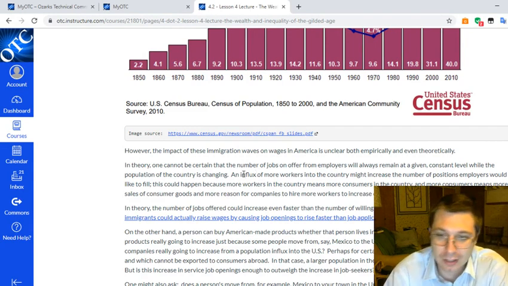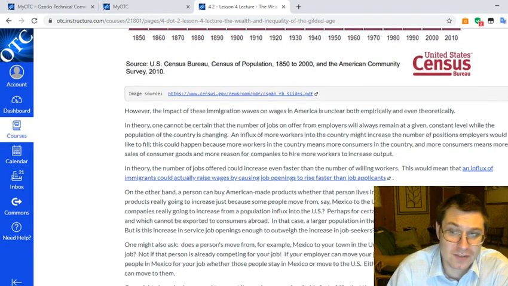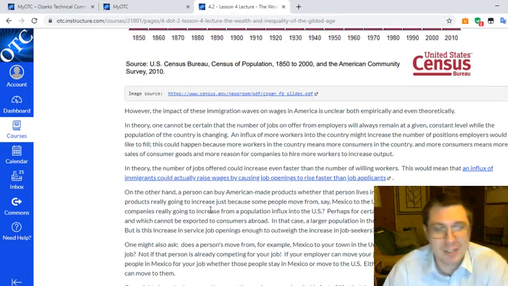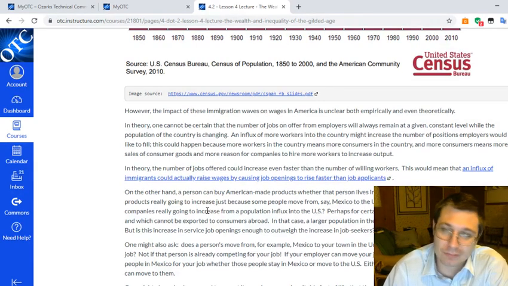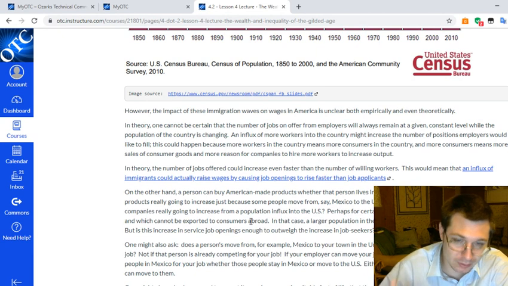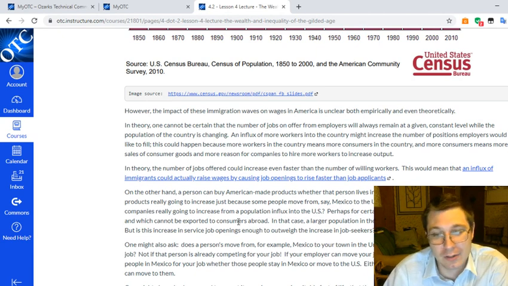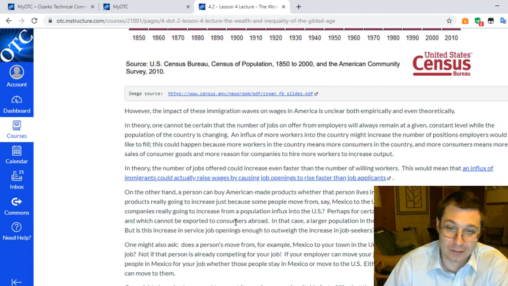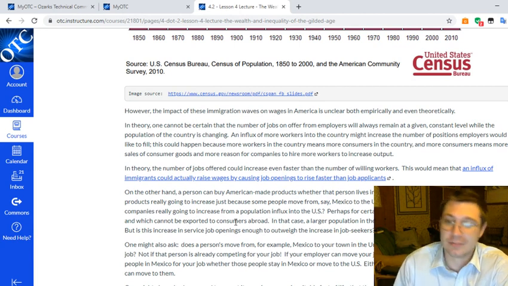What's the difference? Perhaps for certain kinds of services that must be performed on-site and which cannot be exported to consumers abroad. In that case, you probably would see more business, more sales being done, more people here in the country. In that case, a larger population in the U.S. does mean more demand for those services. But this increase in service job openings, is it enough to outweigh the increase in job seekers, because now you also have more job seekers in the country.